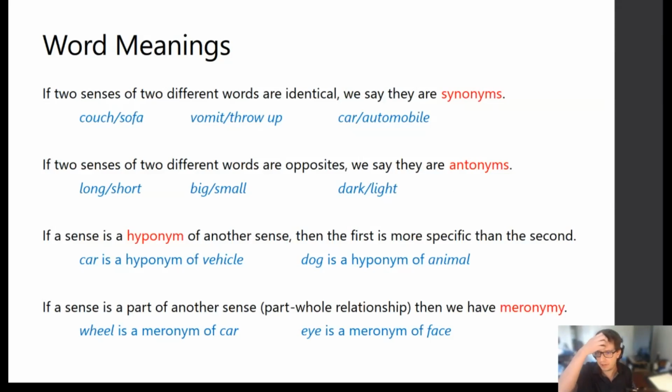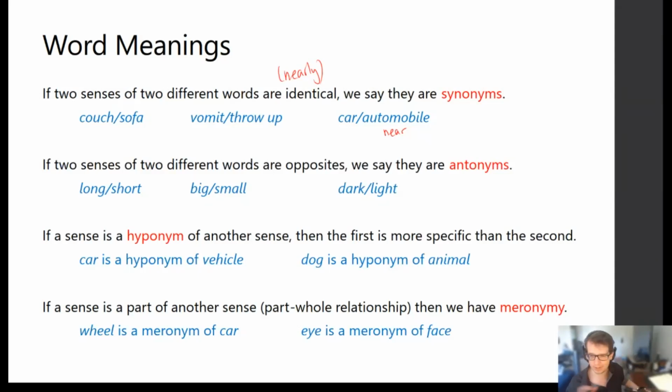So synonyms are words that are identical in meaning. This sometimes depends on the person, and it might not be completely identical. So nearly identical is also good enough for synonyms. So couch and sofa, vomit and throw up, car and automobile. I mean, this one is very near identical, since automobile and truck are somewhat synonymous, but truck and car aren't.